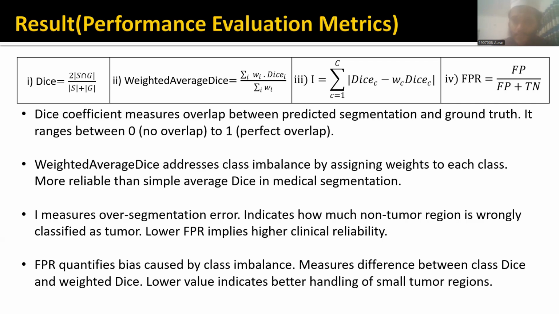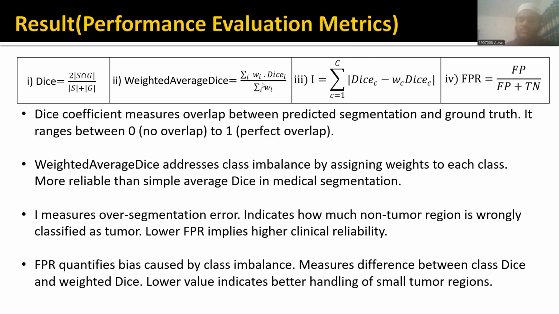Now comes the result part, where we have shown the Dice, weighted average Dice, imbalance, and the false positive rate, FPR. Here are the formulas for Dice, weighted average Dice, imbalance, and FPR. The Dice score is the formula where G means the ground truth and S means our predicted segmentation. In the weighted average Dice, we have applied an importance to each Dice for each test case, and then divided the weighted summation by the summation of the weights.